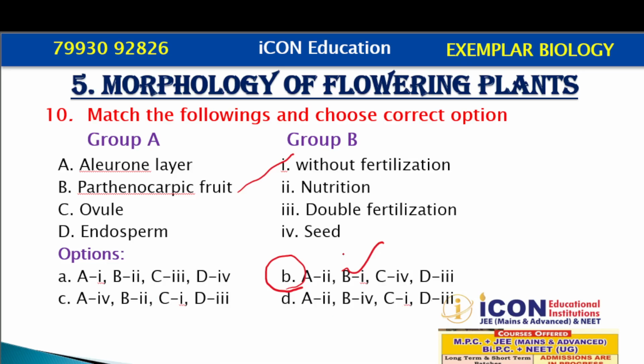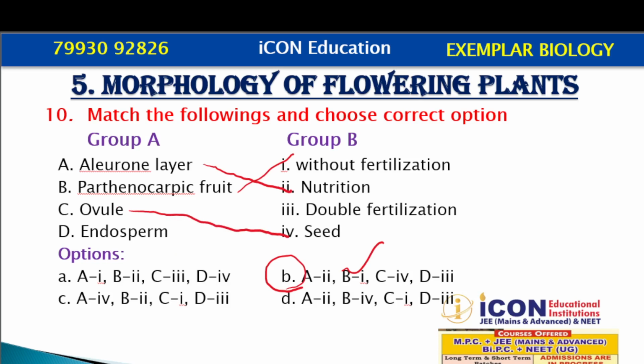Now let us see the others also. Aleurone layer is rich in protein. It is seen in endospermic seeds, that is in the monocot. The endosperm is surrounded by an aleurone layer which is rich in protein. So aleurone layer, nutrition. Then option C, ovule. Ovule after fertilization develops into seed.